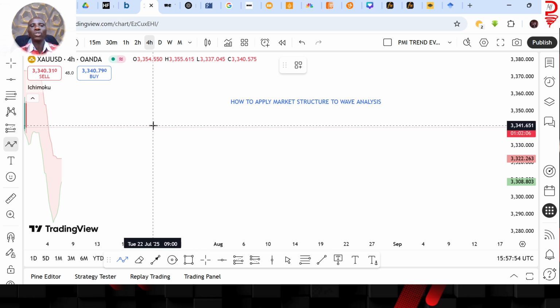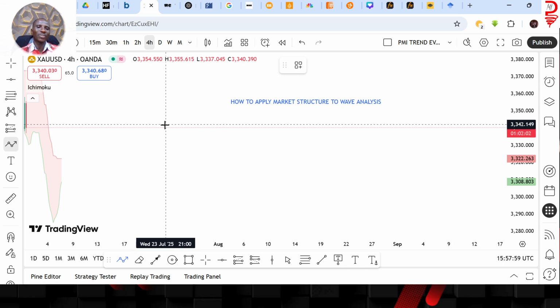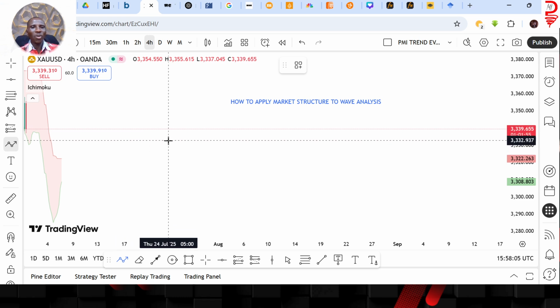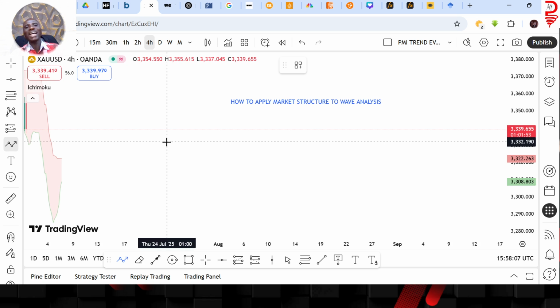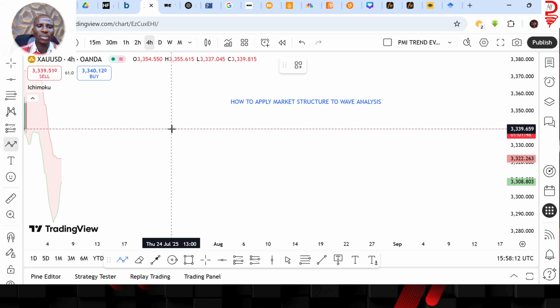Now, market structure is analyzing the character of the price action. Do you get that now? Market structure is analyzing or evaluating the character of the price action of the market at any point in time. What am I talking about?